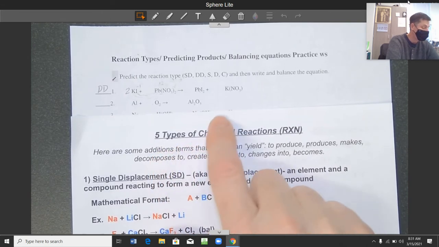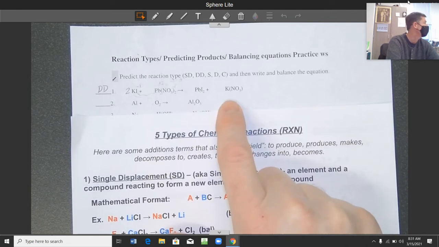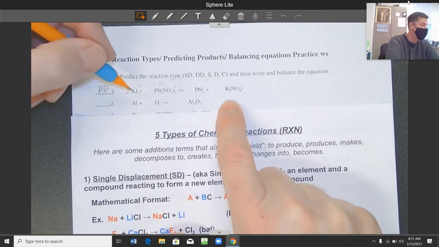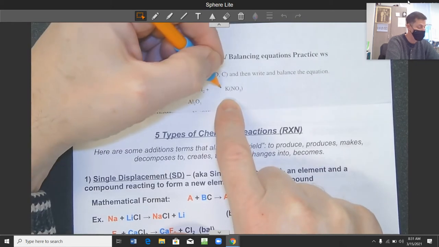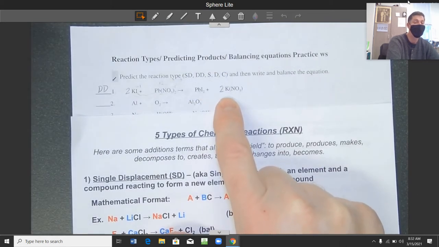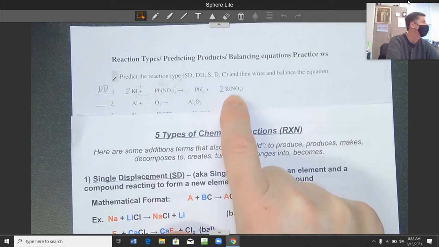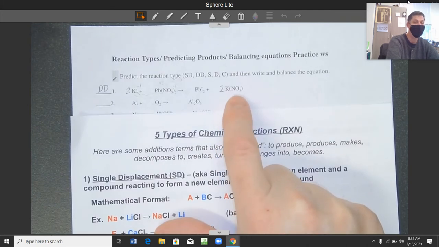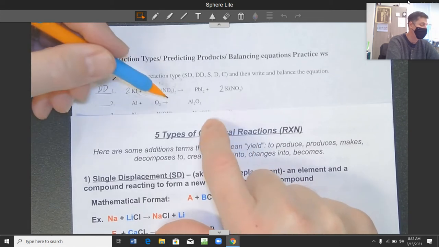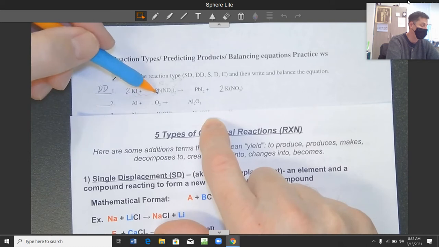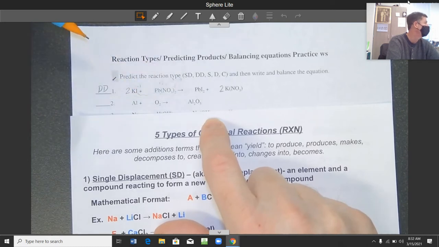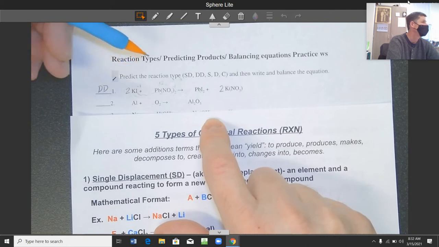How many Ks you got in? I just changed how many Ks came out, didn't I? Now I've got 2 Ks going in, but I've only got 1 coming out. So now I've got to put a 2 in front of the KNO3. So how many NO3s are now coming out? 2. Well, how many went in? 2. And then we have 1 Pb, 1 Pb, right? And that's what you guys have been practicing, the balancing equations.